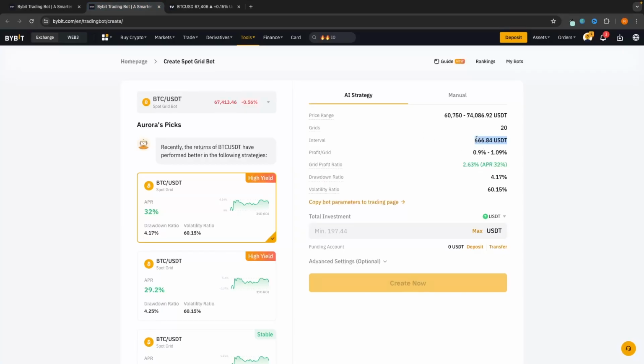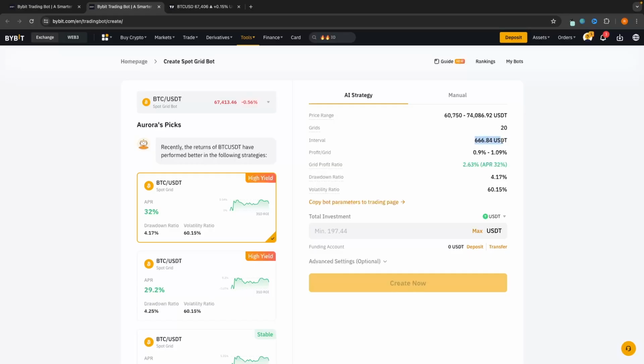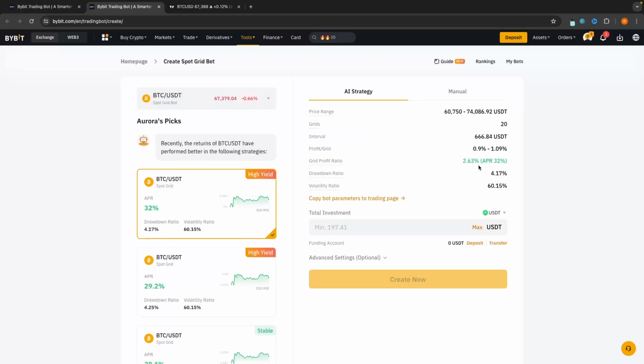So we can see right here, the interval, the space between here and here, would be $666. We then have the profit per grid, so how much profit we want to take on each trade that we make. So basically every time we buy and then sell and make profit, we are going to be making 0.9 to 1.09%. We then have the grid profit ratio.